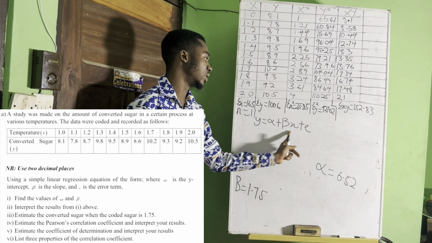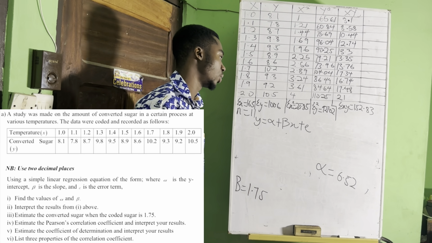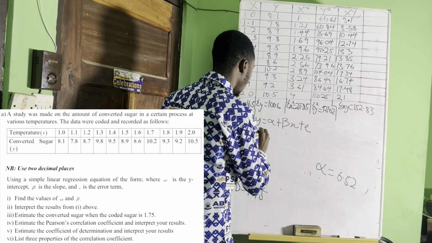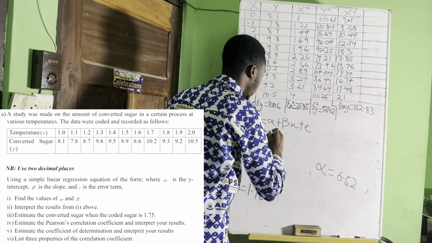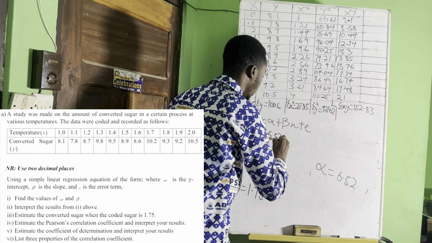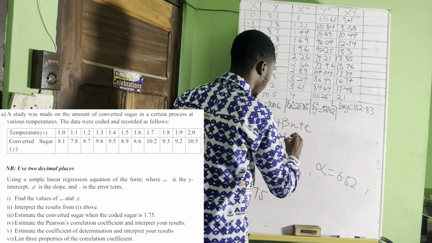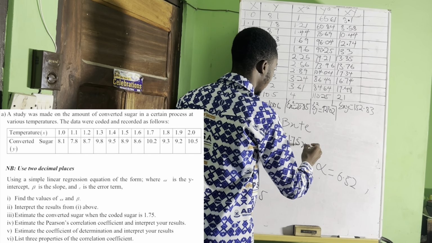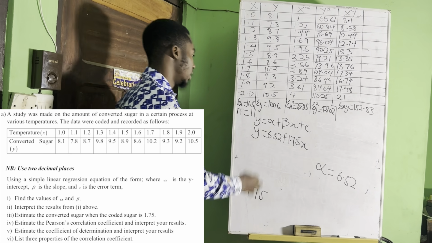And I told you that this is the general equation: y is equal to alpha plus beta x plus e. So if you want to substitute into it, you are going to get something like y is equal to alpha, which is here 6.52, plus beta. Beta is here 1.75, then we add our x. You don't need to add the error term since they didn't give us an error term. You get it? So you can just leave it like this.